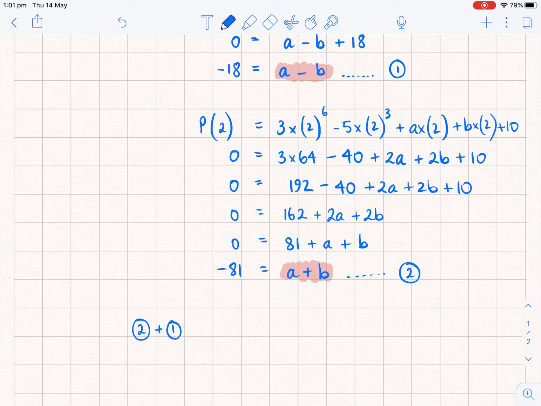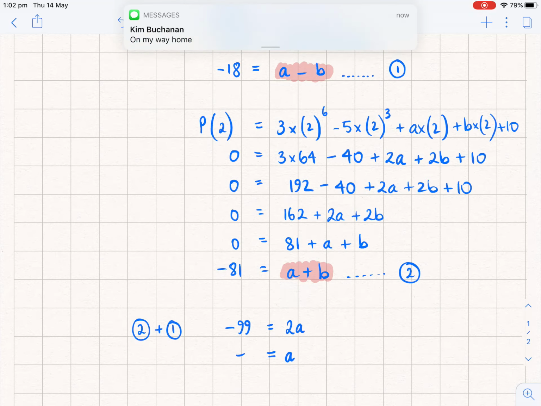So if I have negative 81 plus negative 18, that gives me negative 99. If I have a plus a, that's 2a. If I have b plus negative b, well, that equals 0 b's. And of course I don't need to write 0 b's. I just wanted to have that as my discussion point. So from here, I get a equals negative 99 divided by 2.